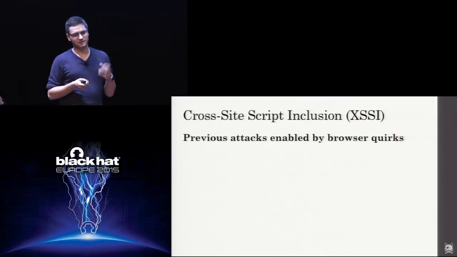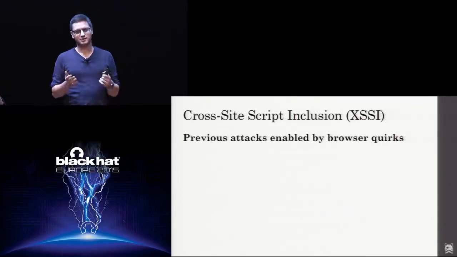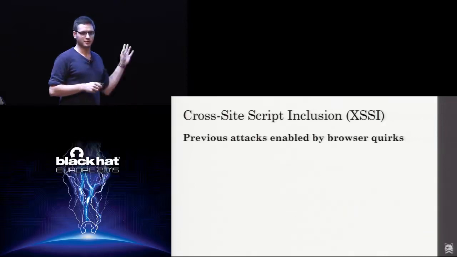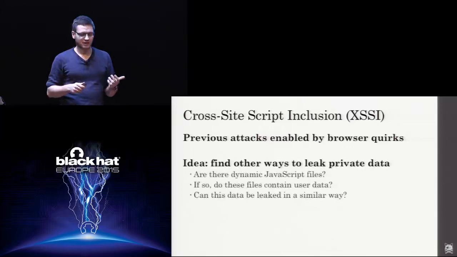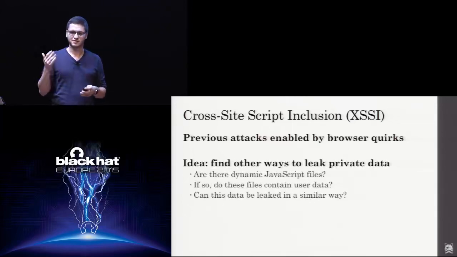So the previous attacks, as I said before, with this array constructor, those are browser quirks. These are issues related to the implementation of the browser. These have all been fixed, so doing that now will not work anymore. However, what we wanted to see is, are there other ways to leak private data?